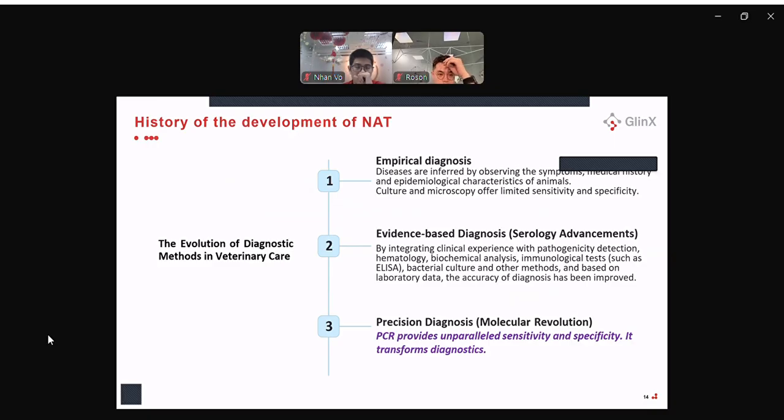With the advancement in molecular biology, veterinary in vitro diagnostics has entered the era of precision diagnosis. At this stage, diagnosis is driven particularly by the widespread application of PCR technology, because PCR can directly detect genetic material and recognize which kind of pathogen the animal is infecting right now, right?